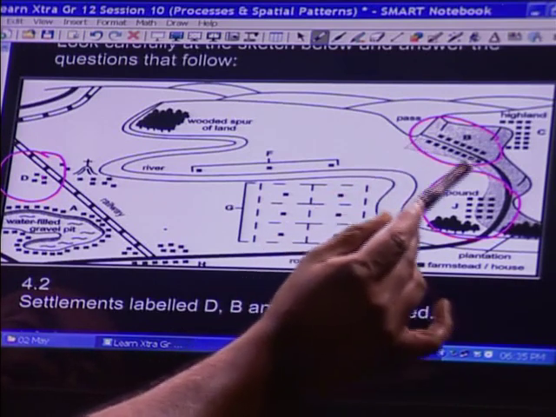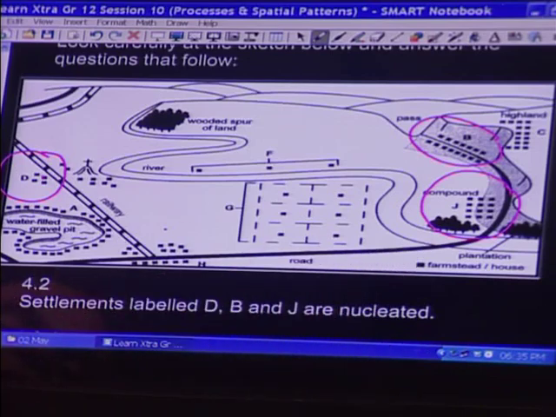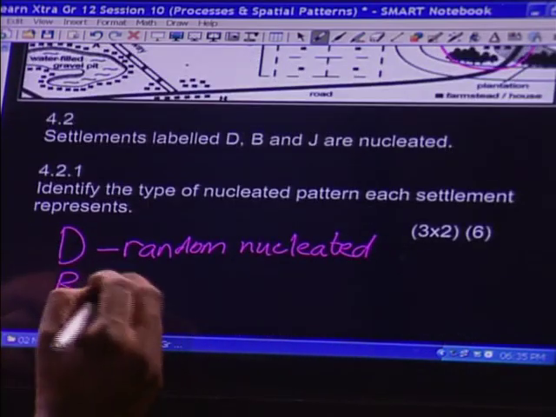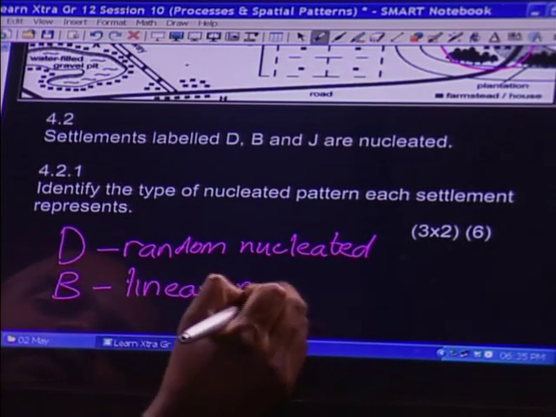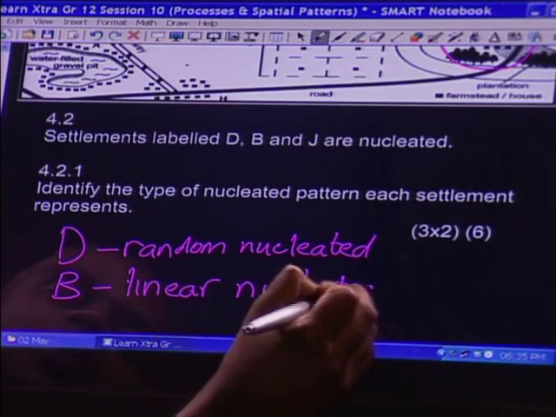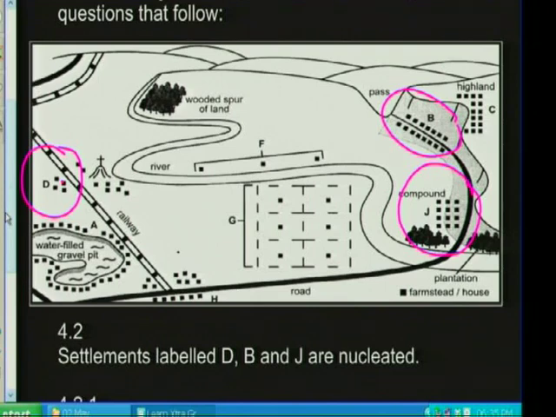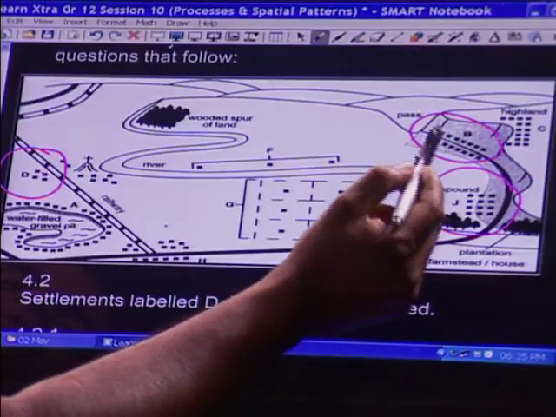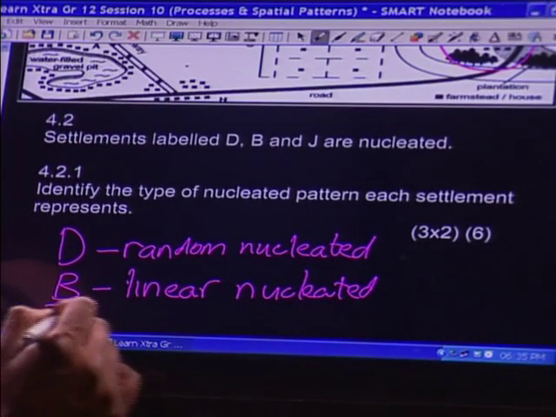Settlement B assumes a linear shape along the road, and therefore we can say that settlement B is linear nucleated. What you should note is the following. The moment a linear feature, for example, linear features are rivers, roads, and railway lines, assumes dwellings or farmsteads in this example along the linear feature, it becomes nucleated in this way. Let's move on to the next.